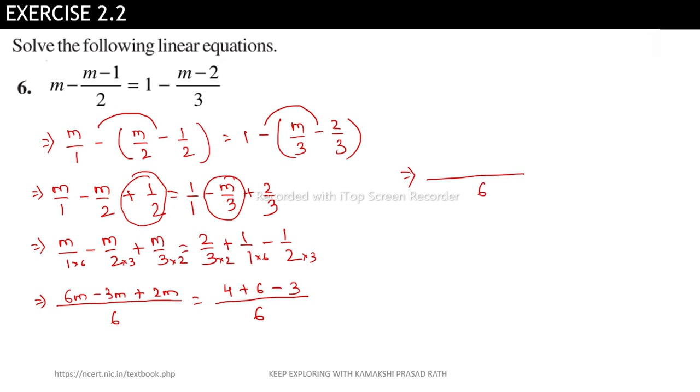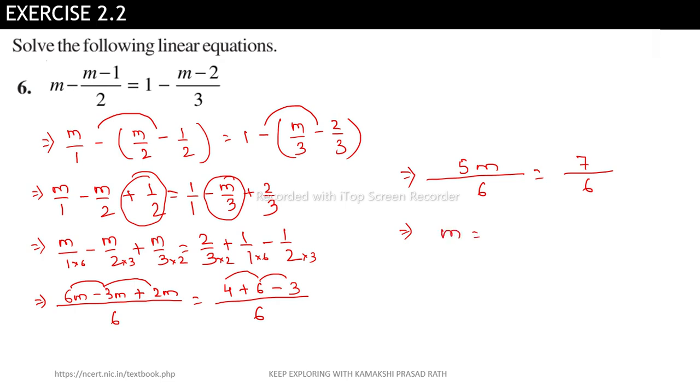So let's solve the numerator part. 6 minus 3 is 3. 3 plus 2 is 5. So we have 5m by 6 is equal to 4 plus 6 is 10. 10 minus 3 is 7. So 5m by 6 equals 7 by 6.